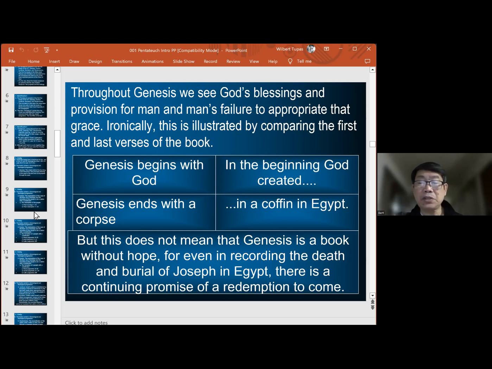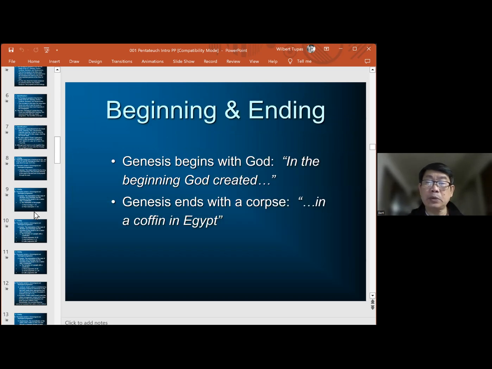But this does not mean that Genesis is a book without hope. Even in recording the death and burial of Joseph in Egypt, that is the last thing there in the book of Genesis, in a coffin in Egypt, there is a continuing promise of redemption to come. So the book of Genesis ends with the death of Joseph. Let me see if I have more here. So Genesis begins with God. In the beginning, God created. Genesis ends with a corpse in a coffin in Egypt, referring to the death of Joseph.